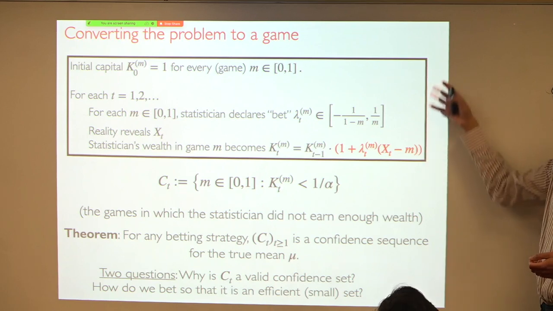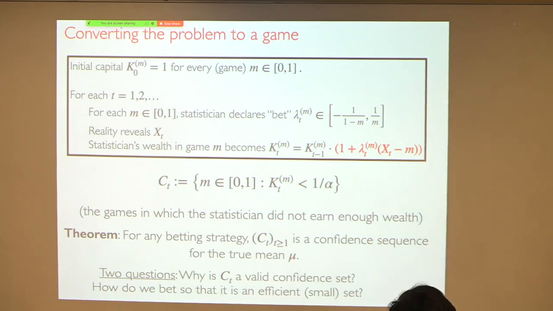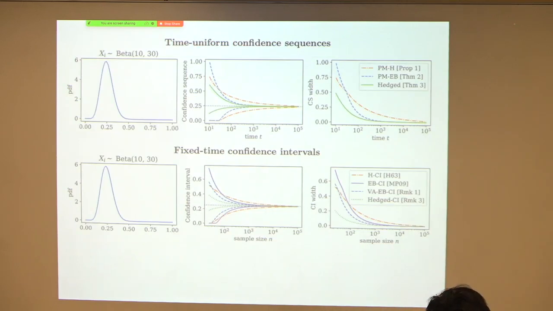Hopefully the procedure is at least simple. I play many games in parallel. I start each of those games with $1. I bet separately in each of these games, and then the games in which I have not made enough wealth, that's my confidence set. That's very simple. Now first, why is it a valid confidence set? Let's start with that. Oh well, sorry, first the fact that this works well. Yeah, I have figures to show you it works well.